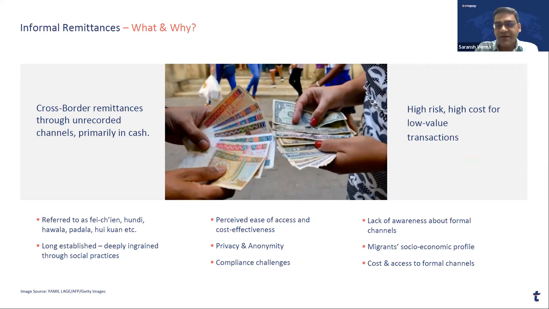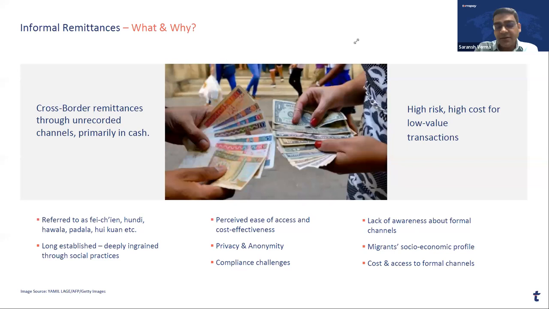Informal remittances are preferred because of ease of access, where the remitters believe and perceive that they can be easily accessed because of social practices, through relationships that they already have, and also what is perceived as being cost effective. We will discuss in the following slides how, at an overall level, the cost effectiveness part is essentially not true.